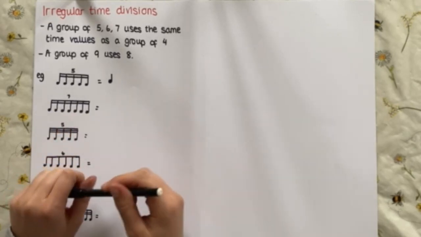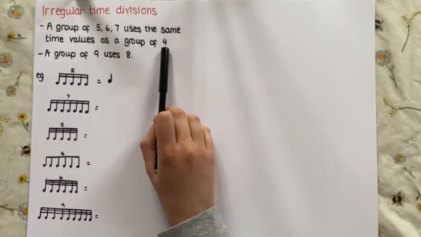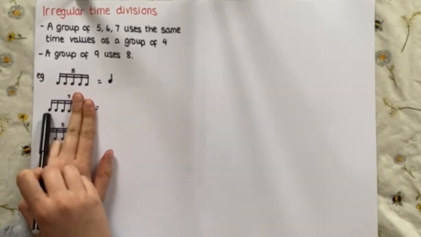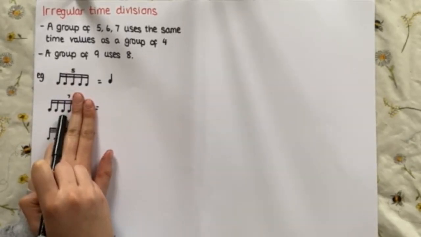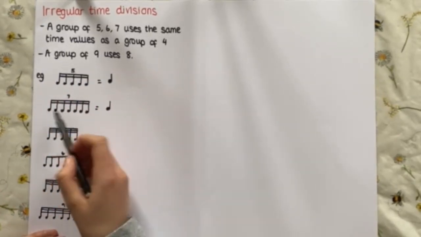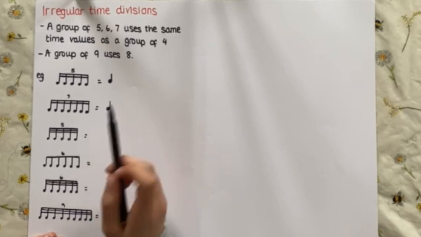Here we've got a group of 7. So 7 again uses the same as 4. So if we chop off the last 3 to make 4, we've got 4 semiquavers. So again, that needs to fit into 1 crotchet. So we just play 7 notes in the time of 1 crotchet.